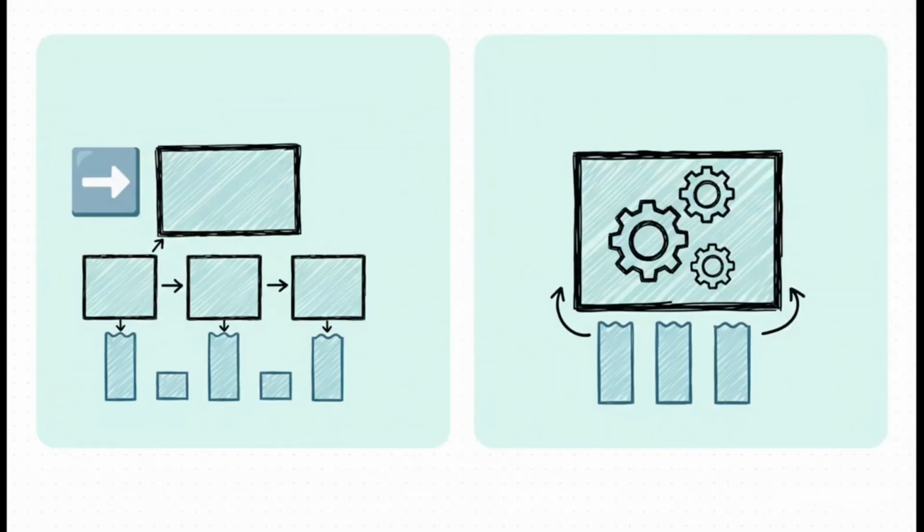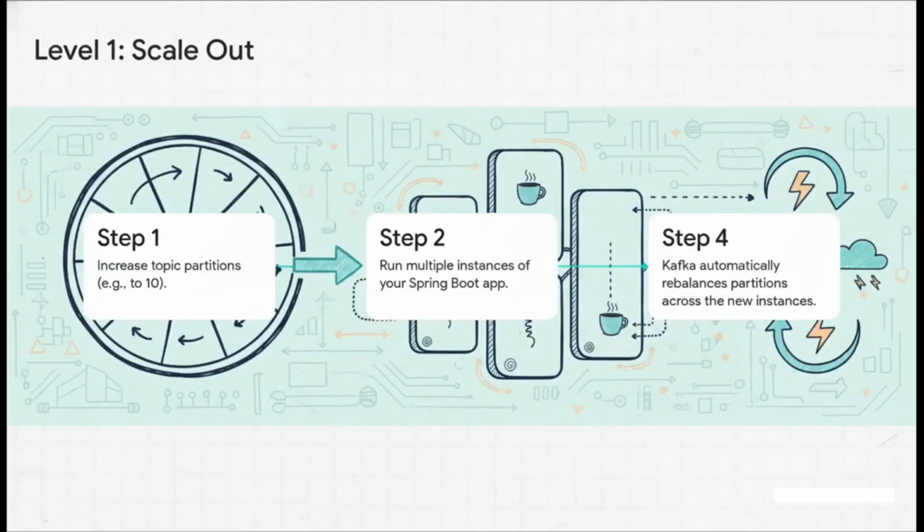Okay, so now that we've got our multi-lane highway, we have two main strategies to actually start using all that new capacity. We can either scale out, which means running more copies of our entire application, or we can scale up, which is all about making a single application instance way more powerful by giving it more threads. Let's check out both. First up, let's talk about scaling out.